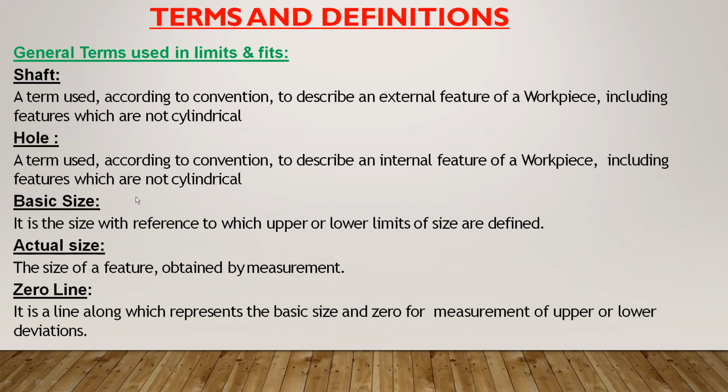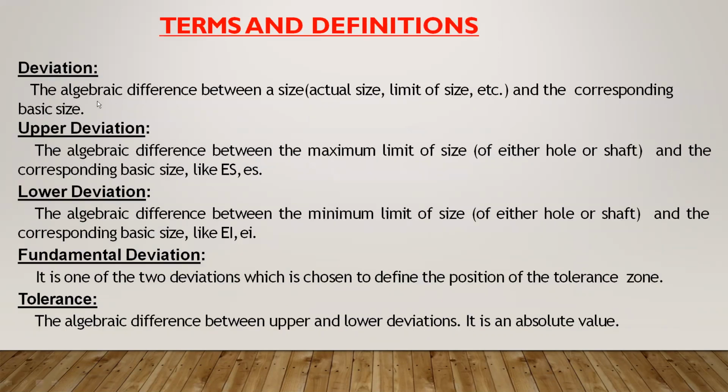And we have seen the different terms and definitions in general use: what is the shaft, what is the hole, what is the basic size, and what is the actual size according to the zero line, and what are the deviations. There are three types of deviations, namely upper deviation, lower deviation, and fundamental deviation. And the last one is the tolerance. So by this, I am ending this video lecture.